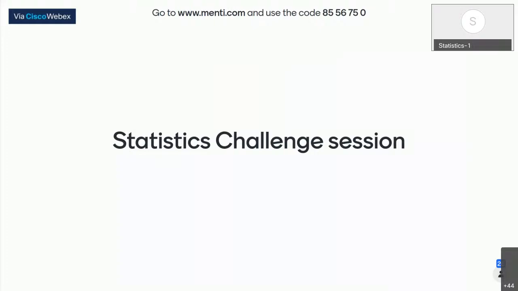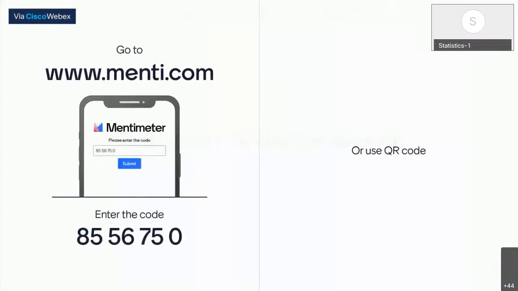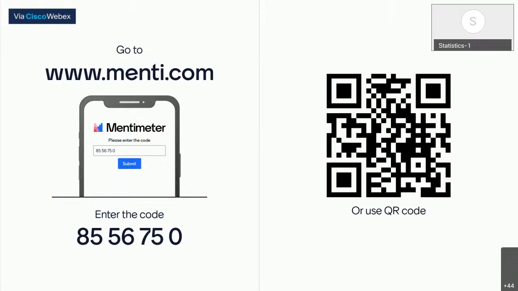I think you guys know the rule. Still, you can enter this code, or you can scan this QR code for the Mentimeter, and you can see questions and enter the answers there, right?